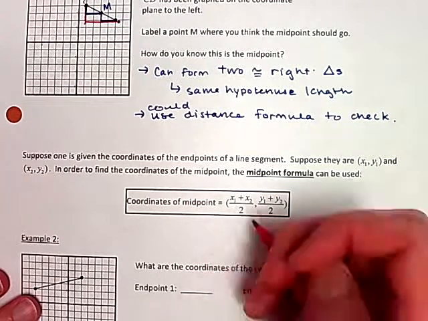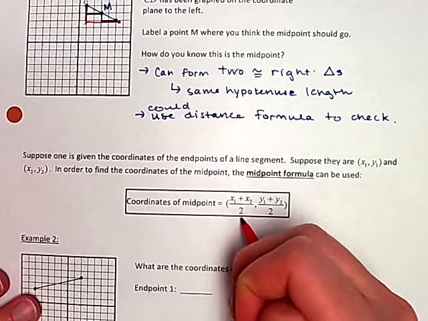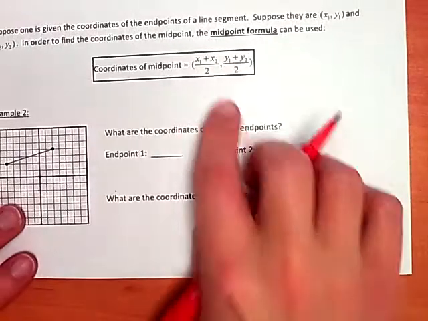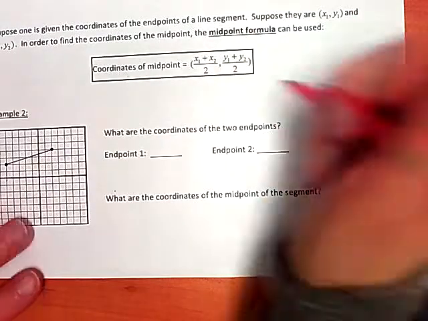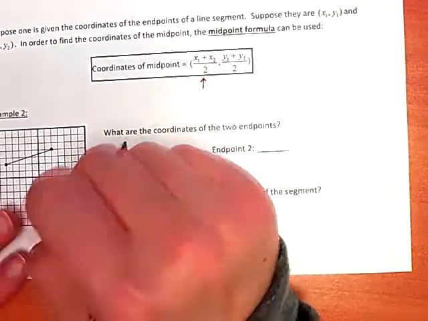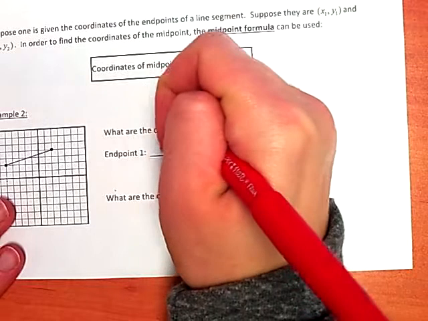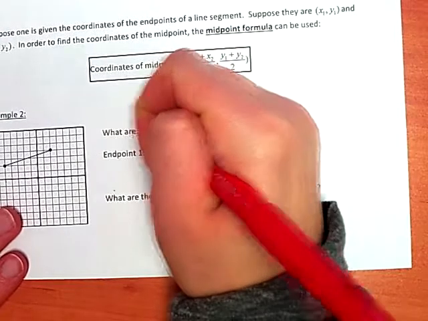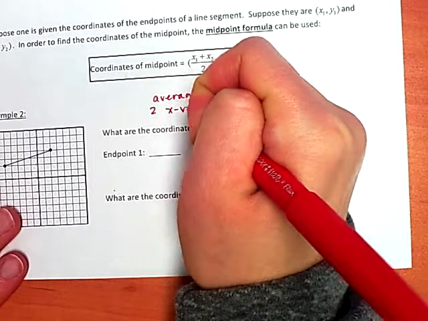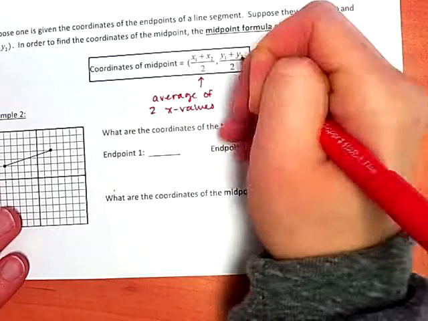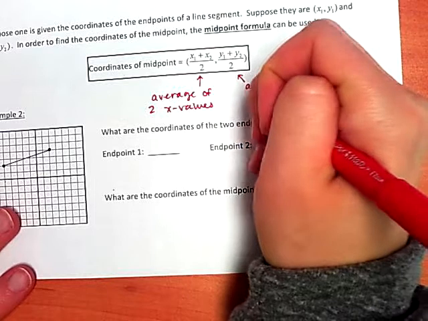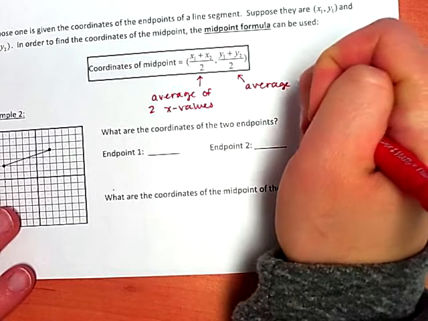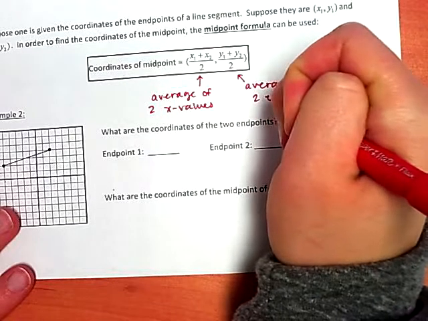So the idea is you would add up the two x values and divide by 2, and that's going to give you that middle x value, the x value that's halfway in between the two, or the average of the two x values. And then y2 plus y1 divided by 2 would give you the average of the two y values.